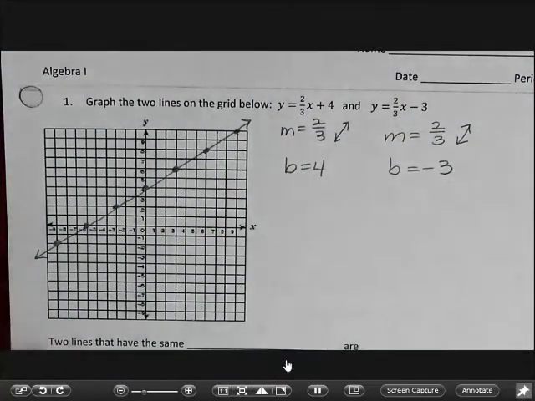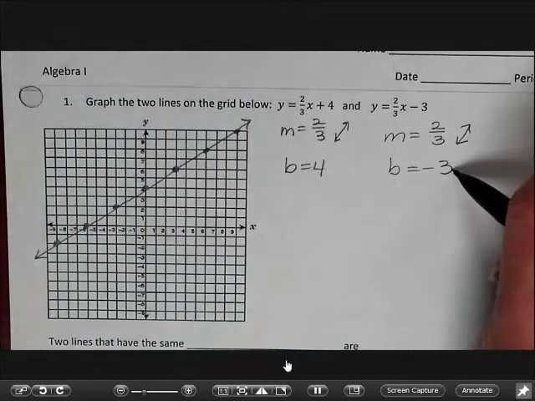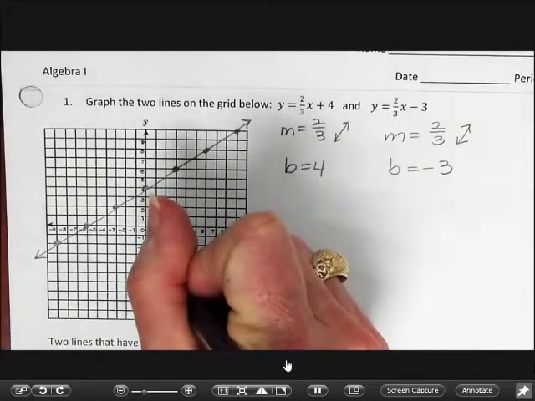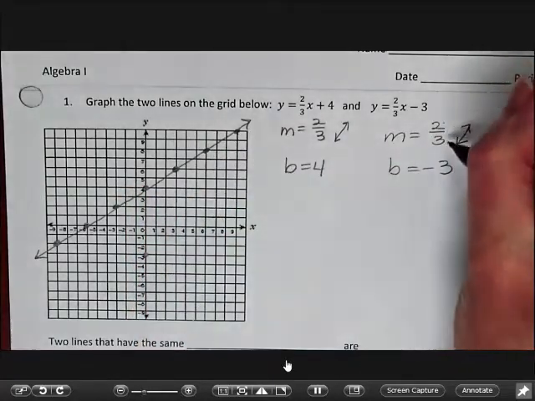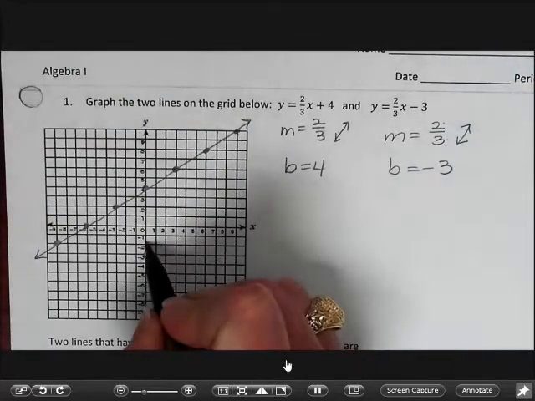And then graph your second line. For this one, we're going to start at -3. And we're still going to rise 2, run 3, and go in the same direction.